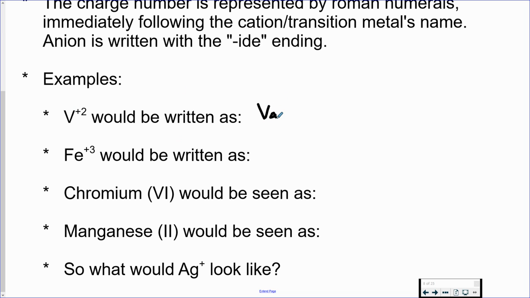So first you have to spell out the name, Vanadium. And then you tell me the charge in parentheses. So the charge on that one would be 2, put it in Roman numerals, and boom, you're done. And then you would put the anion. This one, Fe, would be iron. And it has a +3 charge. And we put a 3. There we go.